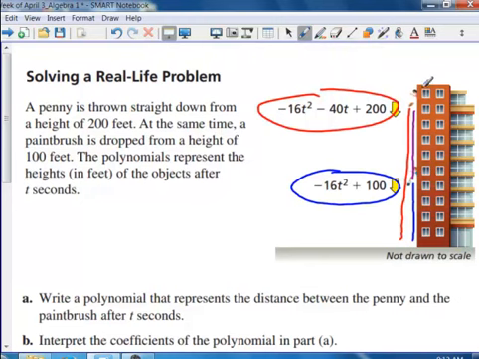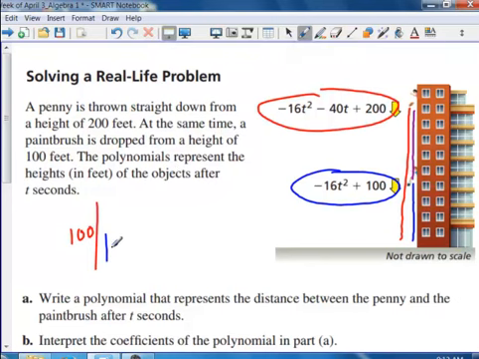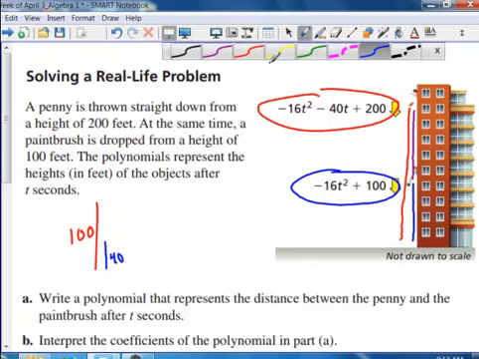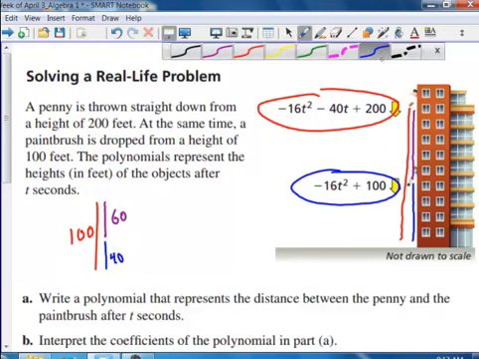So if we were to subtract those, because let's say, for example, just with numbers, the penny was up there 100 feet, and the paintbrush was up there like 40 feet, right? If that was the case, then how far would this purple line be? Well, that'd be 60 feet, right? So really what you need to do is subtract the red from the blue. So we're going to just simply subtract the red from the blue.